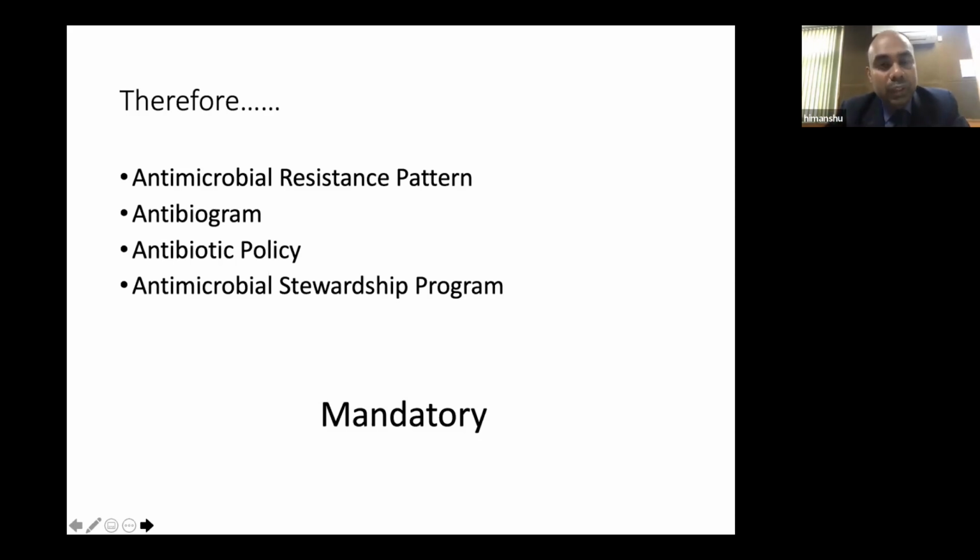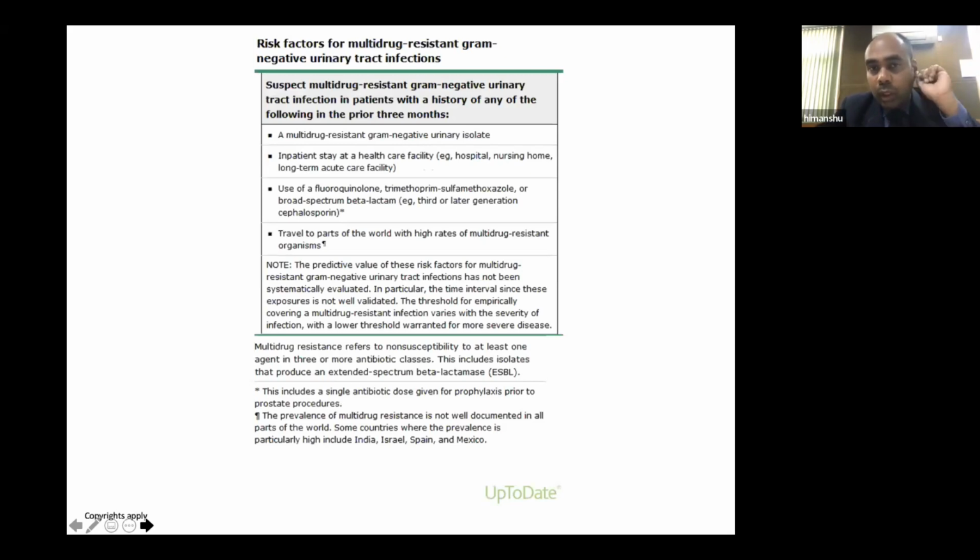The whole milieu changes. So it is highly important that all institutes should have an antibacterial resistance pattern, an antibiogram, an antibiotic policy, and an antimicrobial stewardship program, which not only includes this but also tells you what antibiotic to give in what place, what system, what dose, and what route. That would actually give you the best benefit and is mandatory. So these are the different drugs which you should remember about.